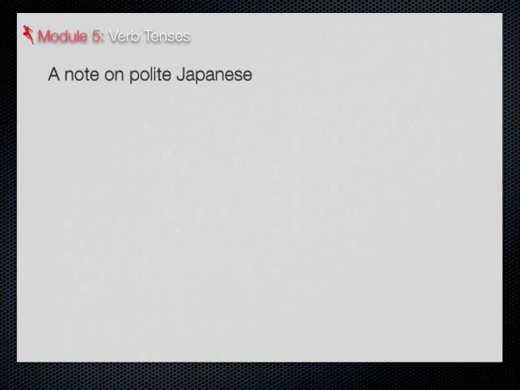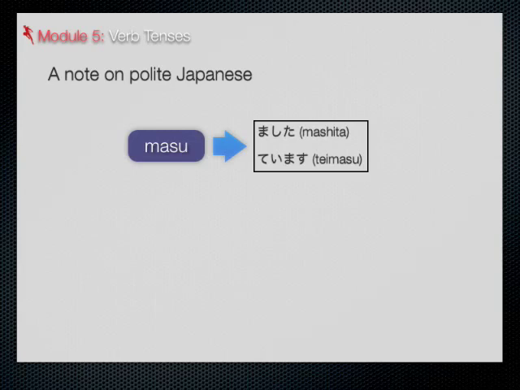So as promised, I'm going to briefly go over polite Japanese and how to conjugate those types of sentences into their past and present tenses. So if you see the ending masu, then you know automatically that this is a polite sentence. To change that sentence into past tense, you just change masu to mashita, and that makes it past tense. To change it into present tense, what you want to do is take the verb that precedes masu, change it to its te form, and just add imasu. So it ends up being te imasu.